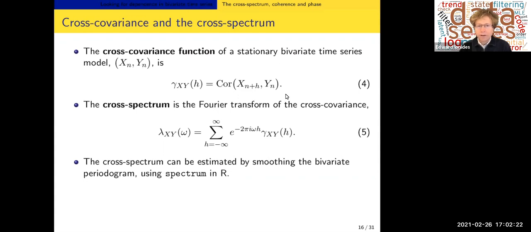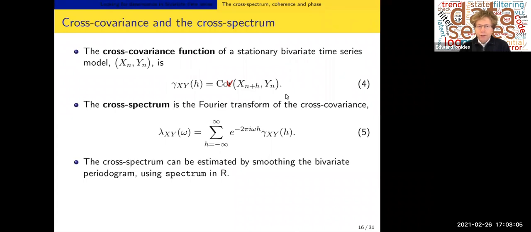So here's the cross covariance function. Gamma xy of h is the covariance, not the correlation. So let's just correct that typo. It is the covariance of xn plus h with yn. It's often a little bit hard to remember if it's the covariance of xn with yn plus h or xn plus h with yn, but this is how it's defined. And the cross spectrum is the Fourier transform of this quantity. So we're going to call this lambda xy of omega, the Fourier transform of gamma xy of h.